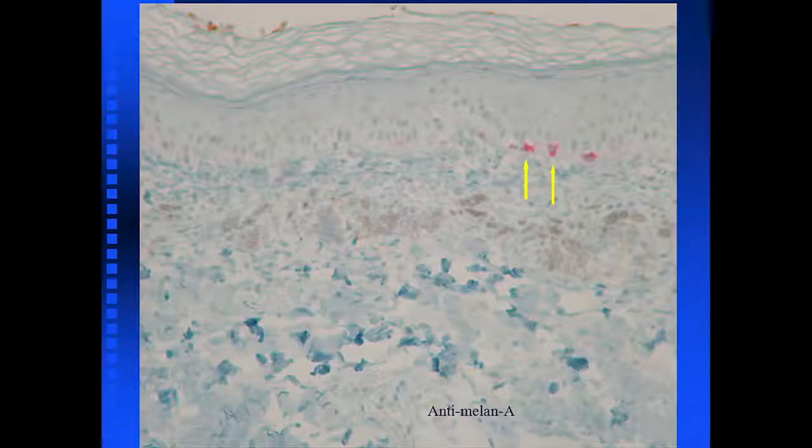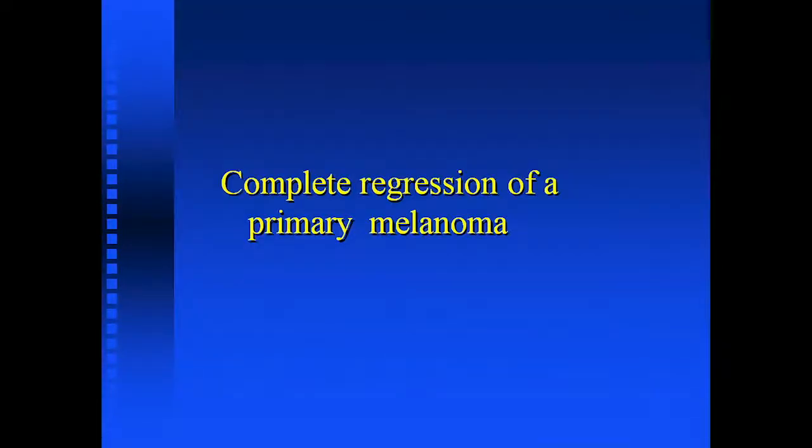Correct. Here is the Melan-A stain, and there was absolutely nothing there. And this is very strange because with the Melan-A stain, there should be melanocytes, 1 to 4 to 1 to 10 keratinocytes. That's the average amount. Notice you only find 2 or 3 here. Okay? So this is complete regression of a primary melanoma.